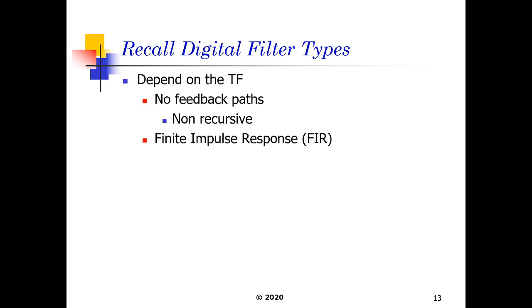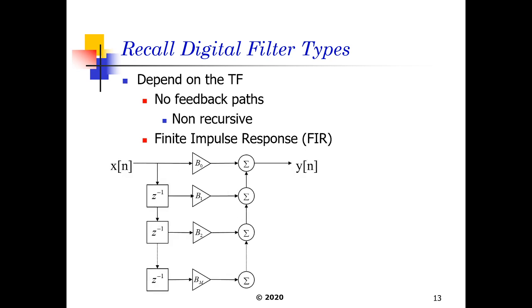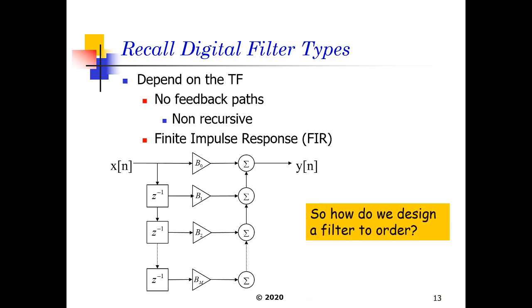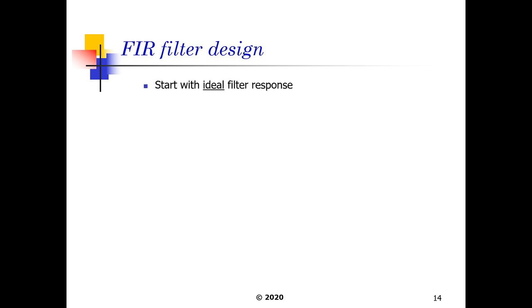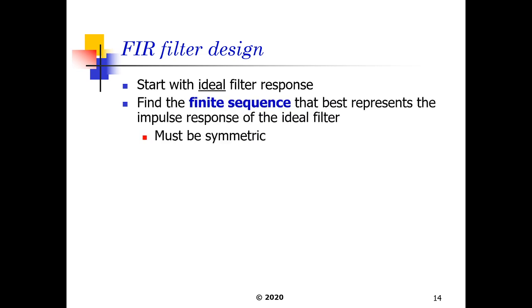So for digital filters in particular, the design of it is going to depend on the transfer function. And because we deal with finite impulse response filters, or FIR filters, these are non-recursive designs, so they're just full feed-forward designs. So the question we're going to ask is, how do we design a filter to a specific order regarding a finite impulse response? So we typically start with the ideal filter response. And this must be symmetric in nature.